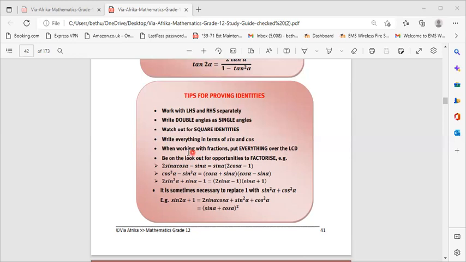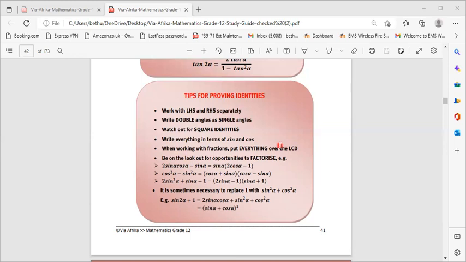Number 5, when working with fractions, put everything over the lowest common denominator. Number 6, be on the lookout for opportunities to factorize. For example, if you're given 2 sine alpha cos alpha minus sine alpha, you can simplify it by factorizing out sine alpha. So what you'll have is sine alpha times open bracket cos alpha minus 1.